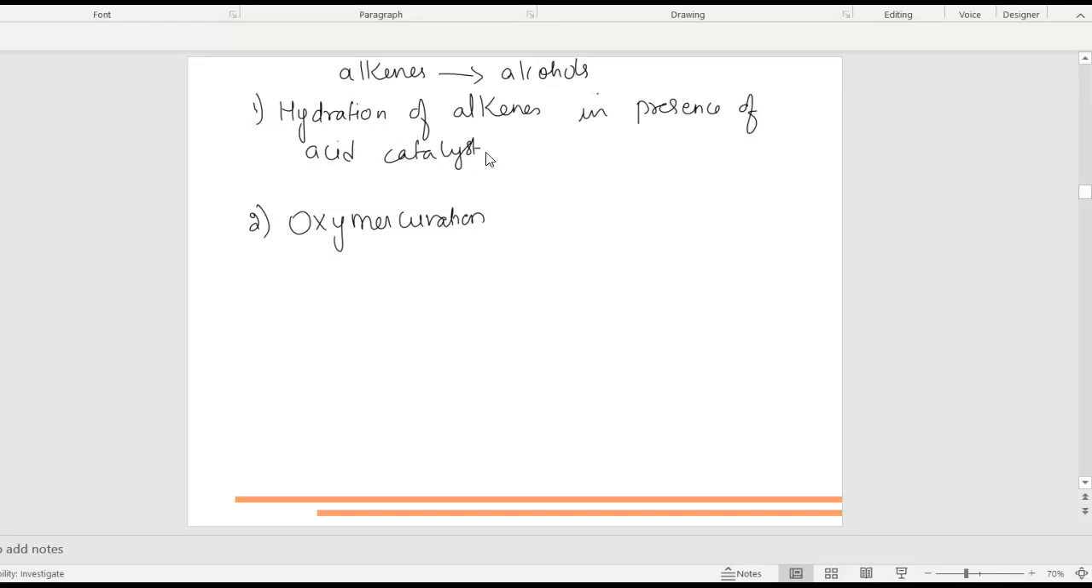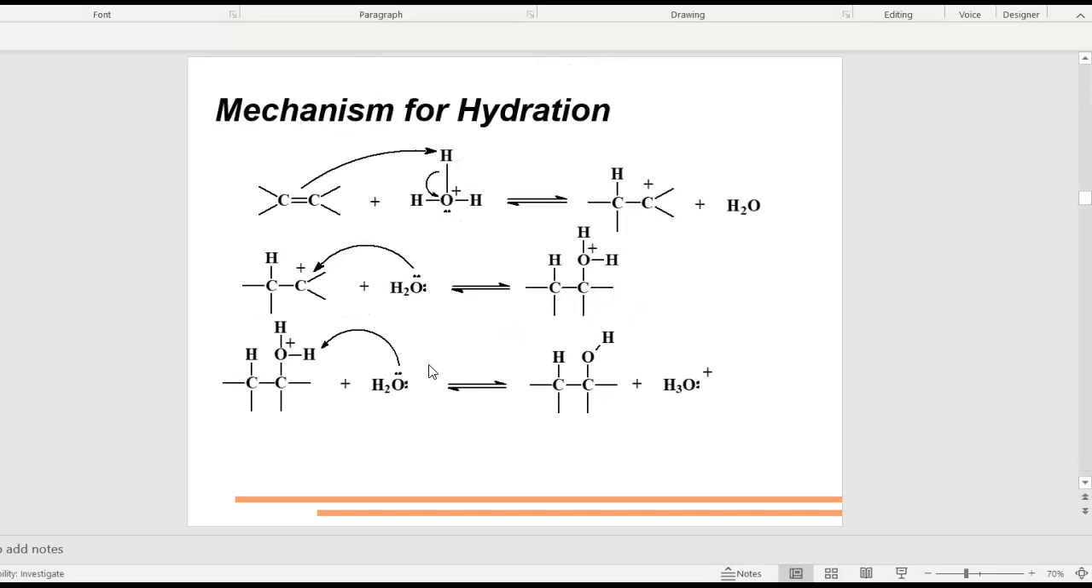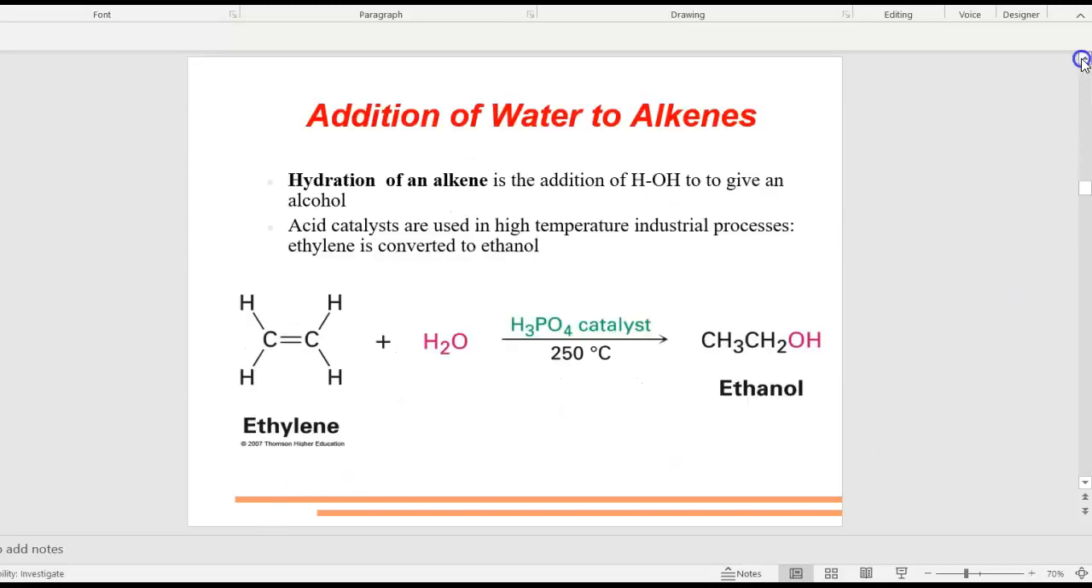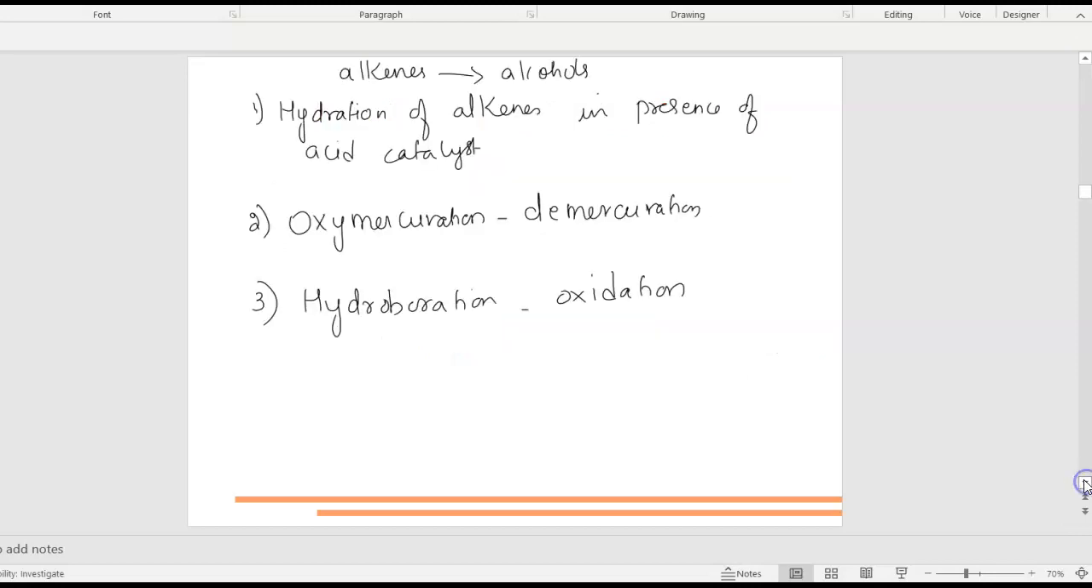One is you can do hydration of alkenes in the presence of an acid catalyst. Other is oxymercuration followed by demercuration, or followed by reduction. And then third is hydroboration followed by oxidation. So there are three methods which we will look into for the formation of alcohols. First one is the hydration of an alkene in the presence of an acid.